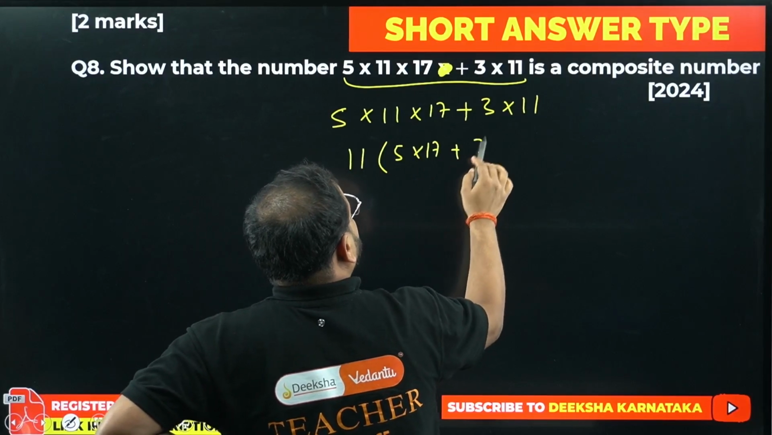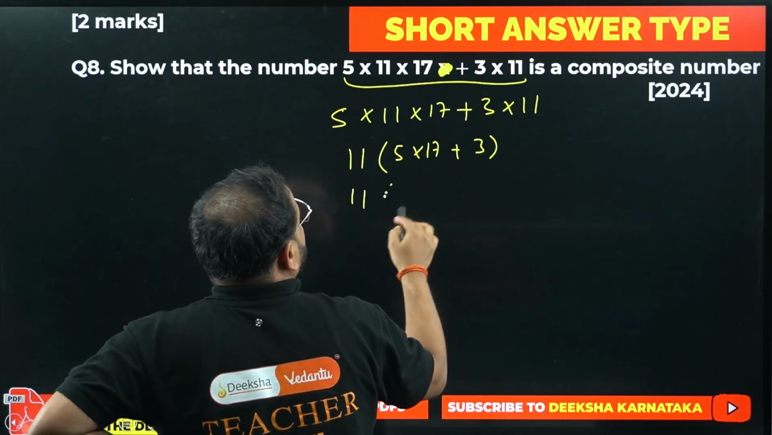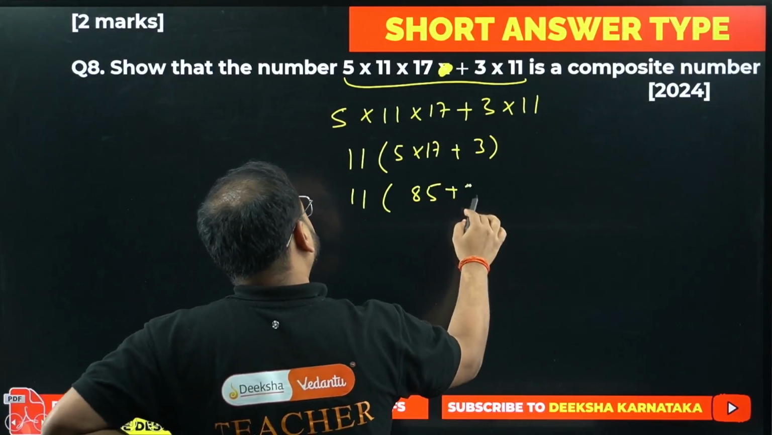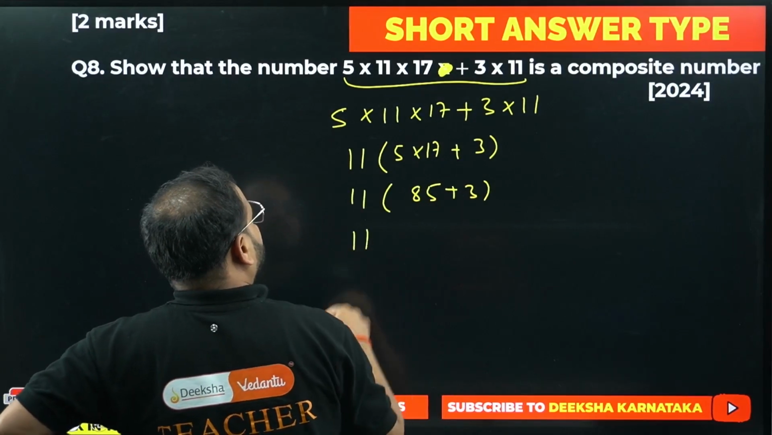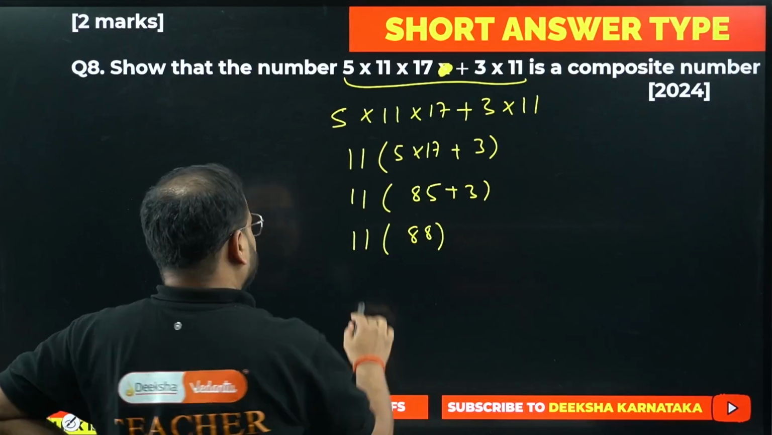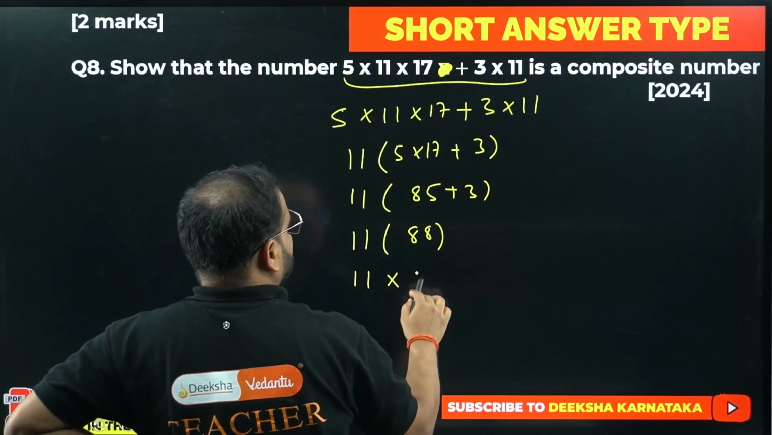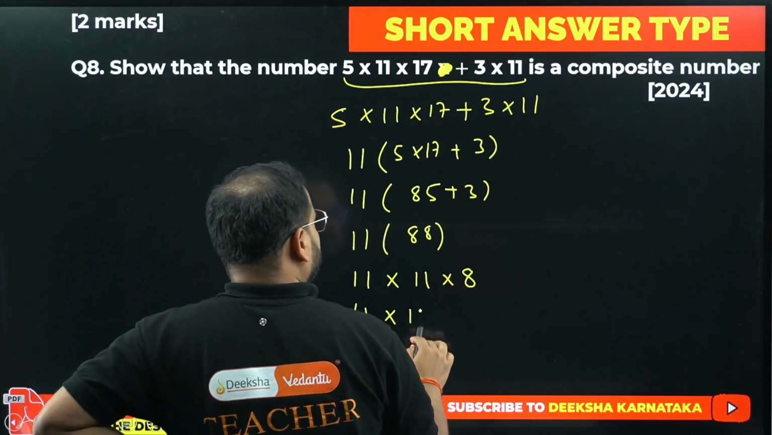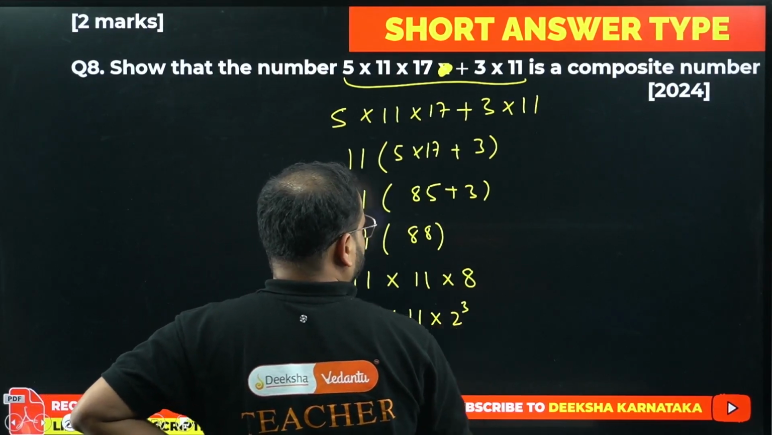plus 3. How much is that? This is 85, bacha, plus 3, how much is that? This is 88, correct? How much is that? 11 times 8, how much is that? 11 times 2 to the power 3.